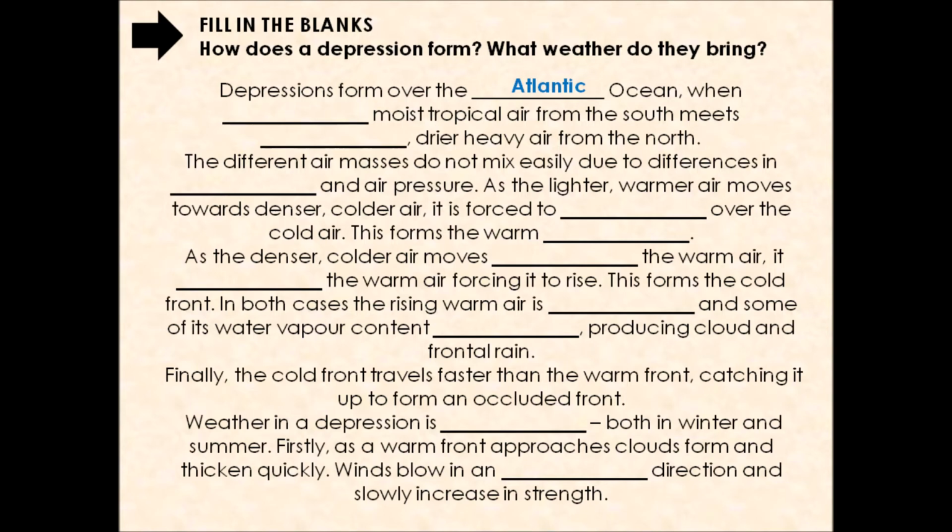And this is when we have warm, moist, tropical air from the south meeting that colder air. It's drier, heavier air from the north, that cold air. And the different air masses, they do not mix very easily due to differences in temperature and air pressure.